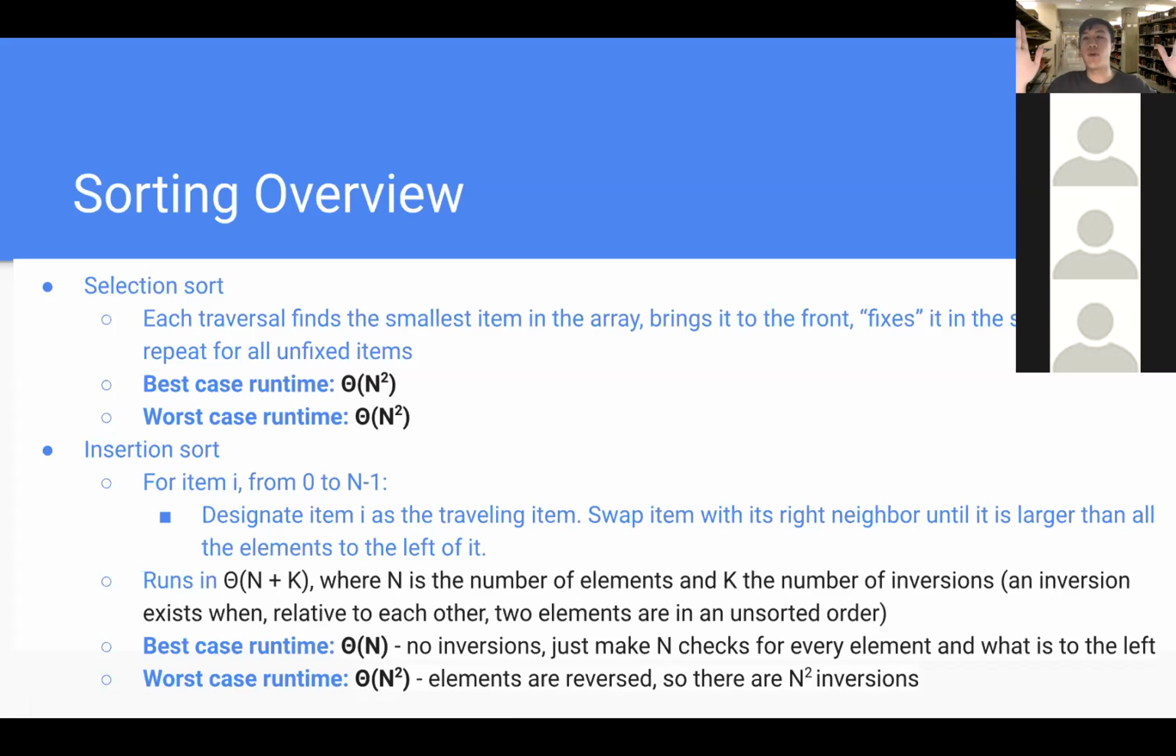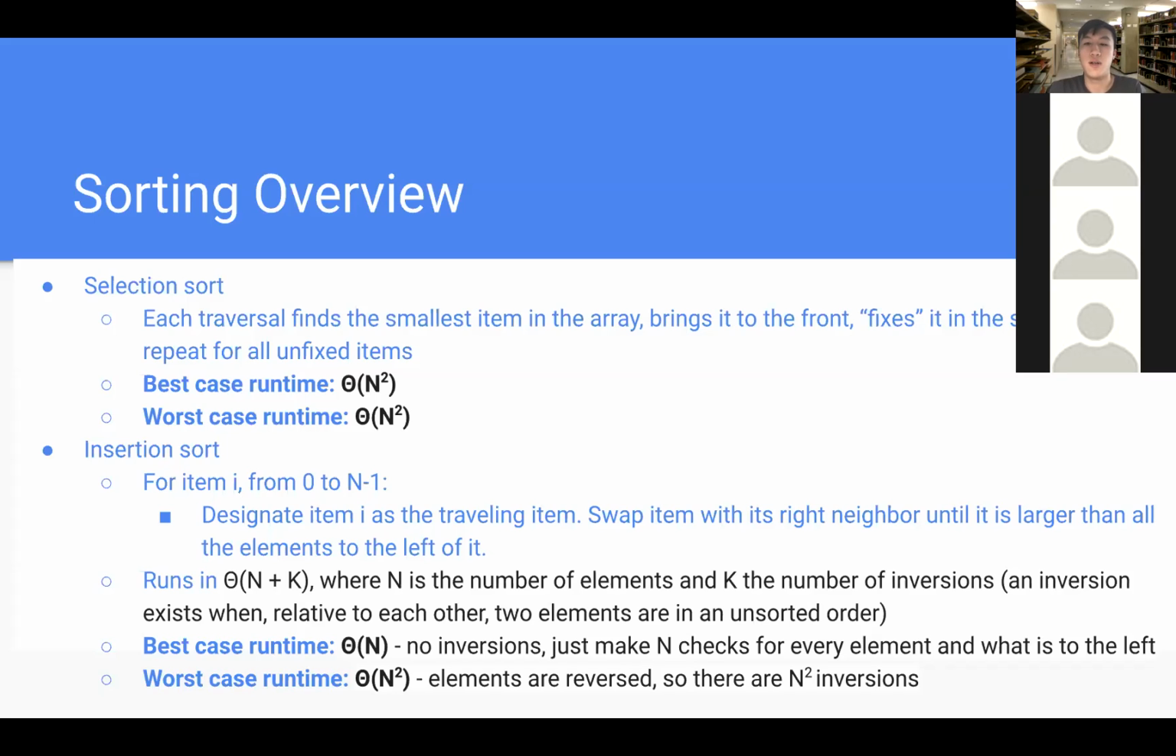So if you have a reversed order array, then for the first element, which is going to be the largest element, you actually do n swaps to swap it all the way from the leftmost side of the array to the rightmost side. And then for the second one, you're going to swap it all the way to the n minus 1 position on the right. So that is a series of n plus n minus 1 plus n minus 2. And together that sums up to n squared operations.